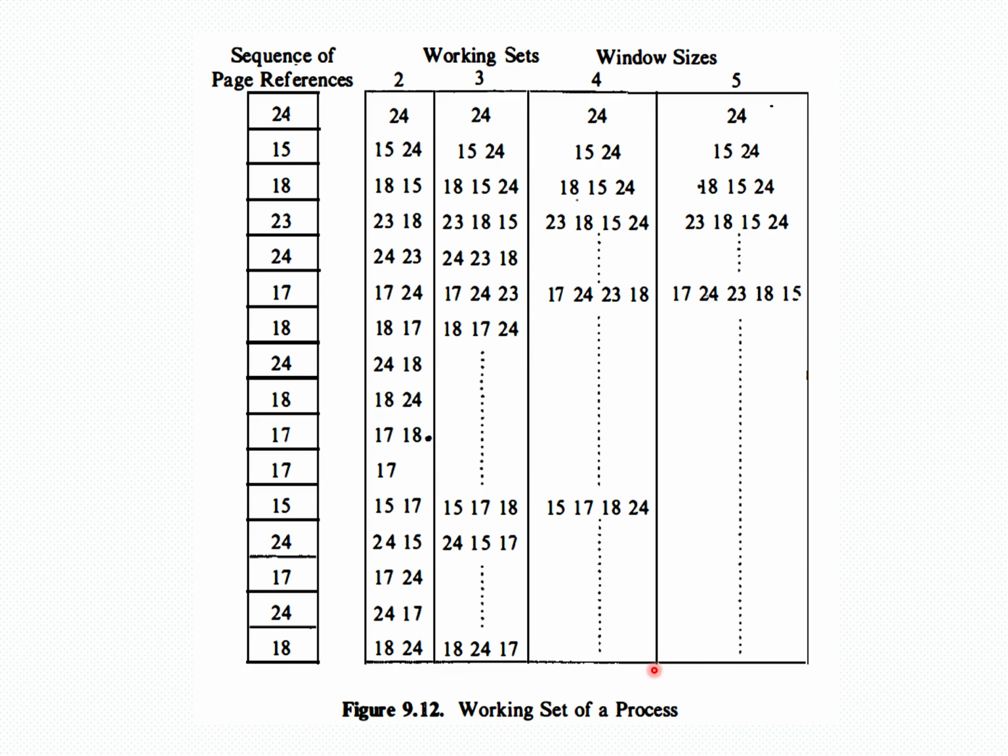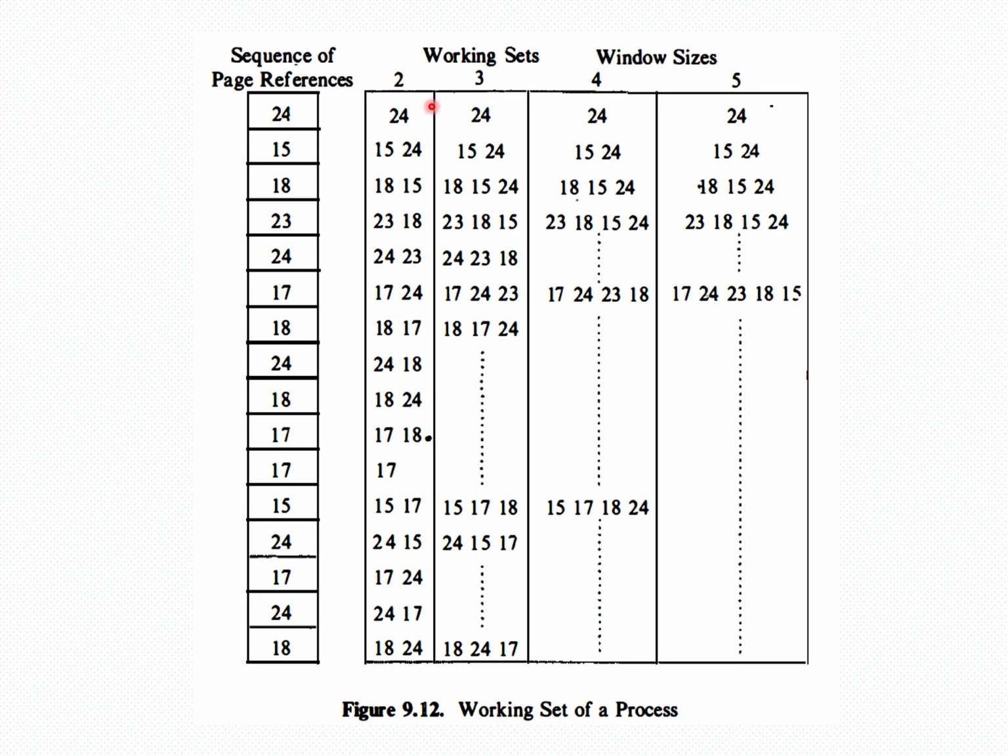So in this example, let's see the sequence of page references during the course of execution of a program, and these are called working sets and window sizes. Different window sizes are mentioned here. Every system may have different window sizes. So in this example, the first one represents window size 2, and the second, third and fourth represent 3, 4 and 5 sequentially. So these are for different systems.